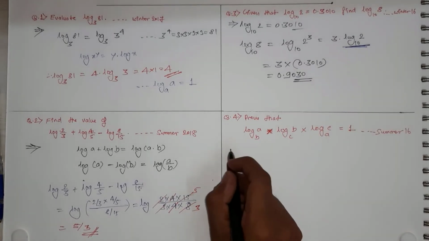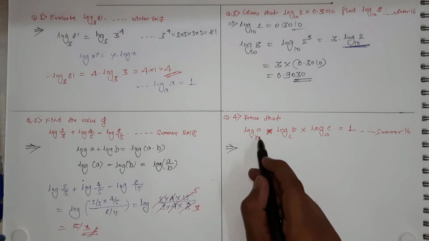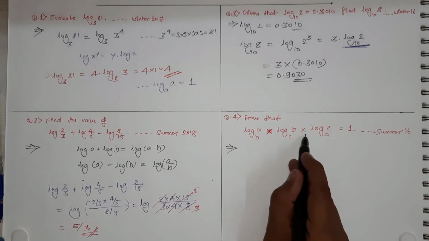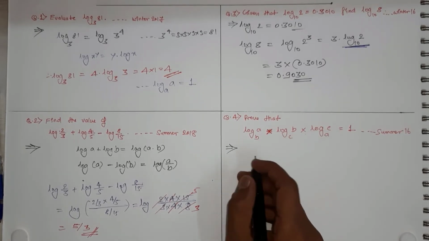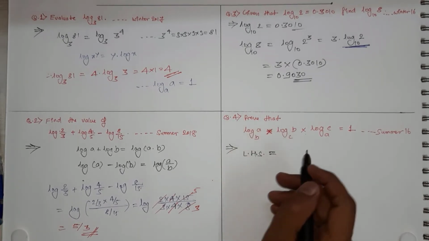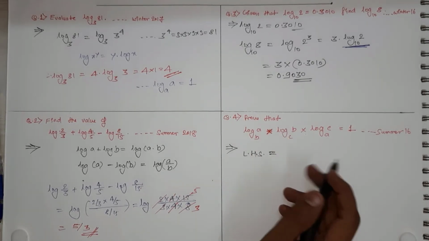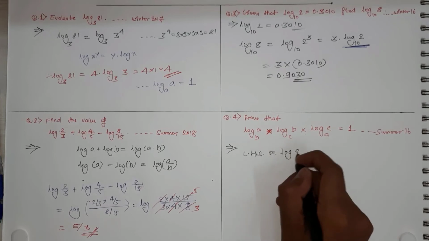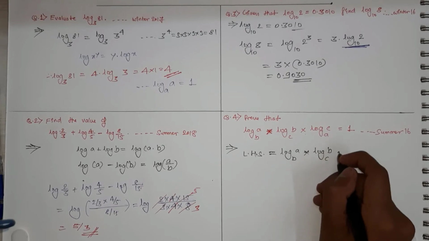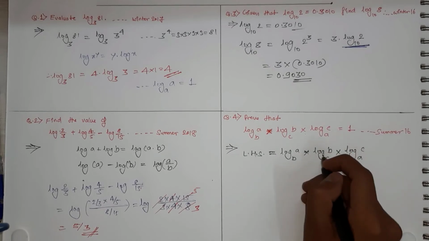Now we have taken one more question, that is question number 4. We have to prove log of a to the base b into log of b to the base c into log of c to the base a is equal to 1. So we will take the left hand side. Always when we have to prove anything, in that situation take the left hand side or the right hand side. So log of a to the base b into log of b to the base c into log of c to the base a. This particular question has been given to us.